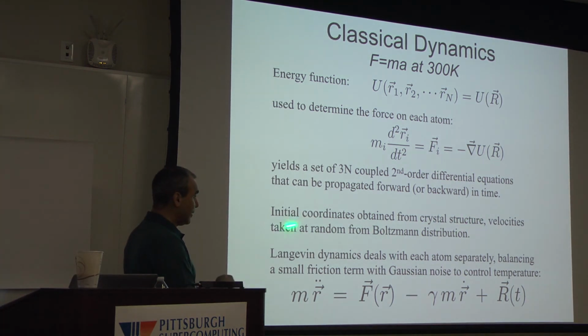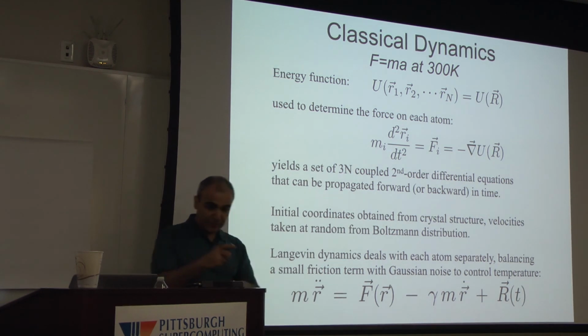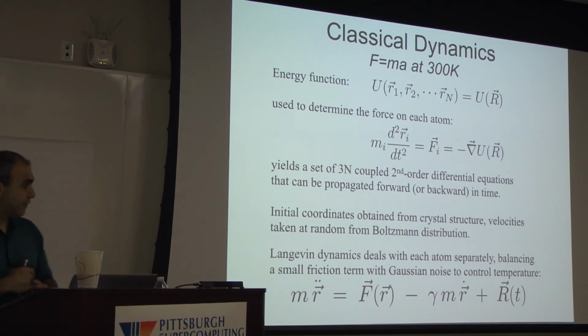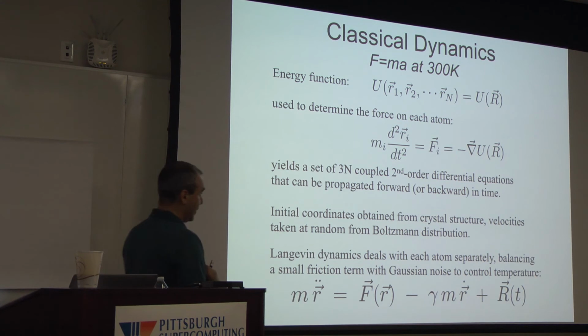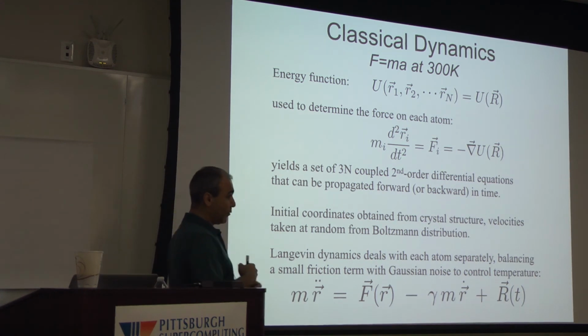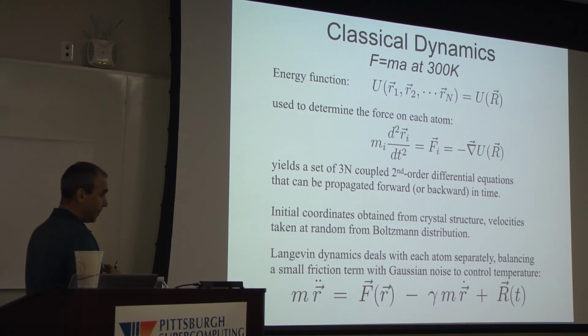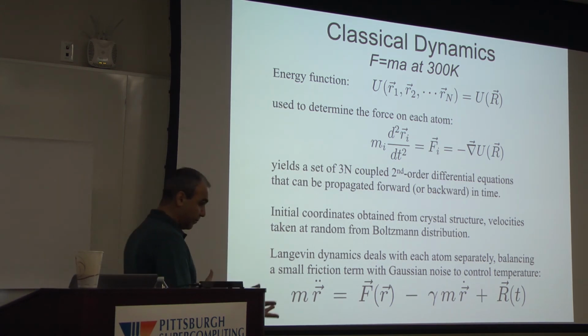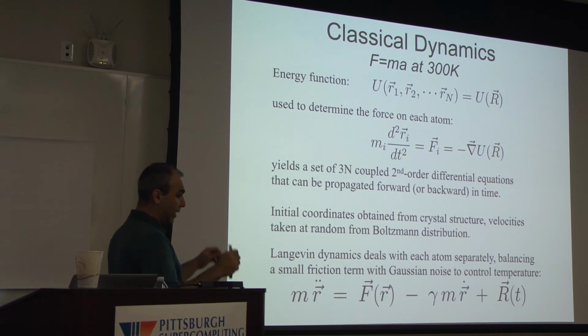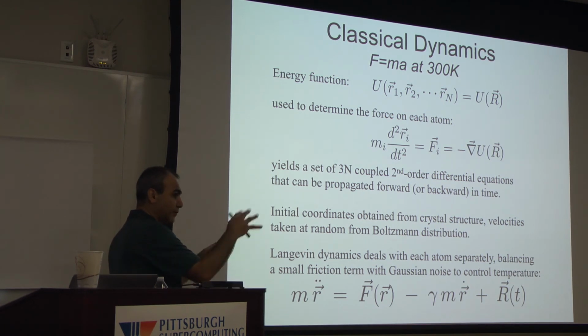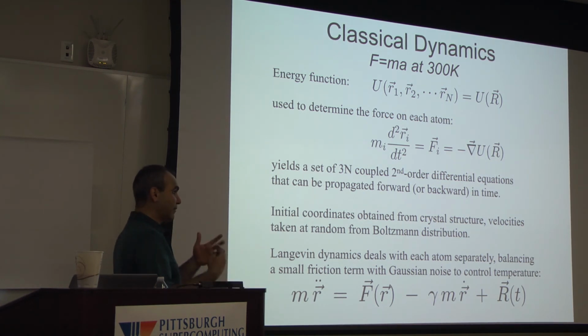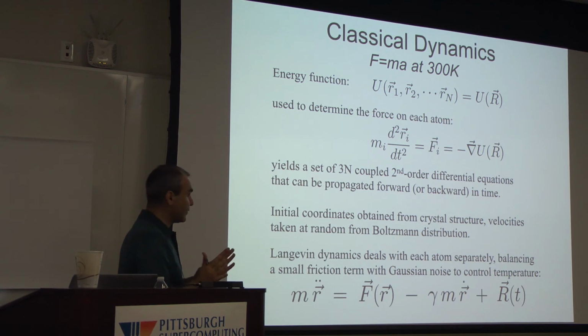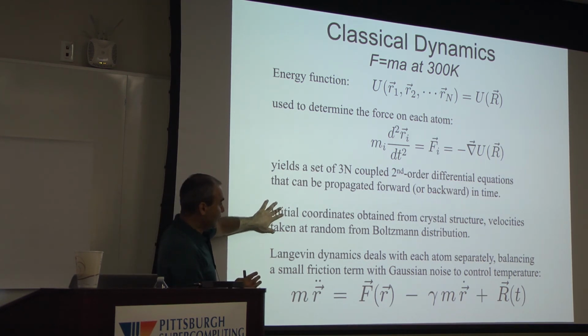Velocities we assign based on the random assignment that reproduces the temperature at which we want to simulate the system. So in the beginning of the simulation, there is a velocity assignment step that randomly gives velocities to different atoms in a way that their distribution, Maxwell-Boltzmann distribution, reproduces or matches the temperature at which you want to simulate the system. So this is a tricky step.